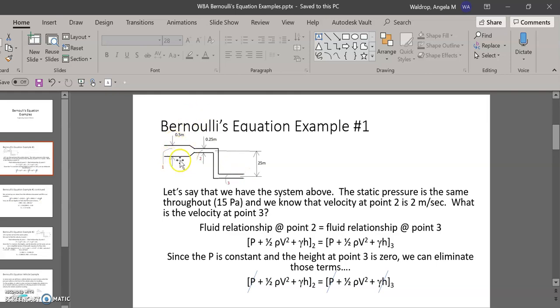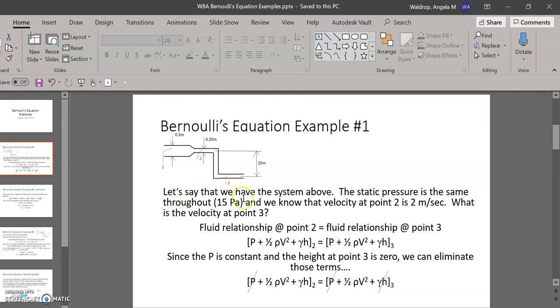The piping system starts off with a 1/2 meter diameter pipe. Then it channels down to a quarter of a meter pipe. And then it drops 25 meters at that point. So we have a change in height and diameter at point 3 here. You can see I have 3 points labeled: point 1, which is in the wider diameter, point 2, which is in the smaller diameter, and point 3, which is after the drop.